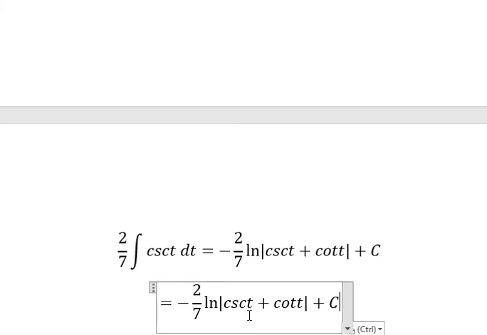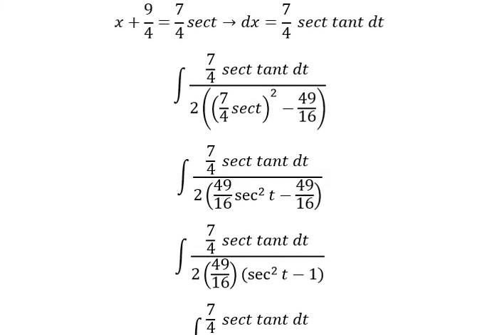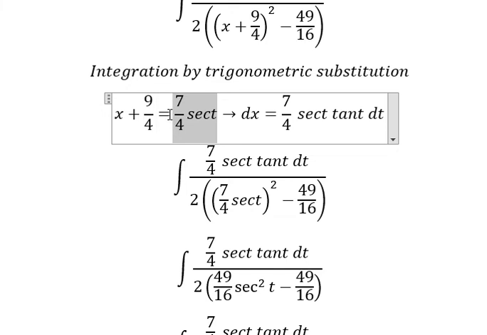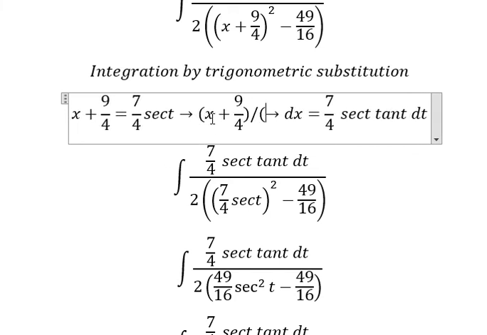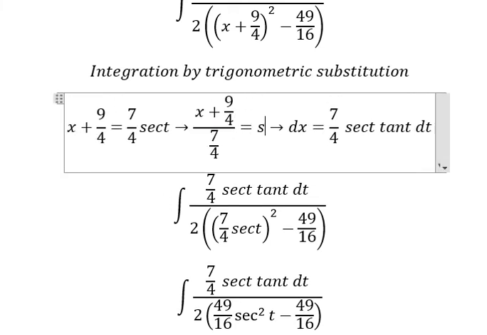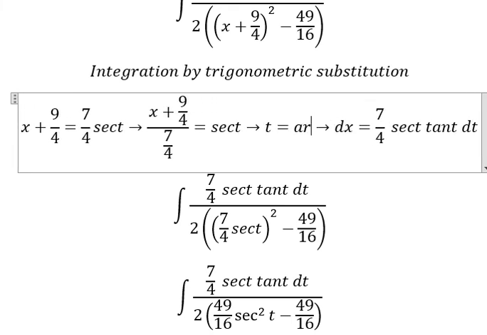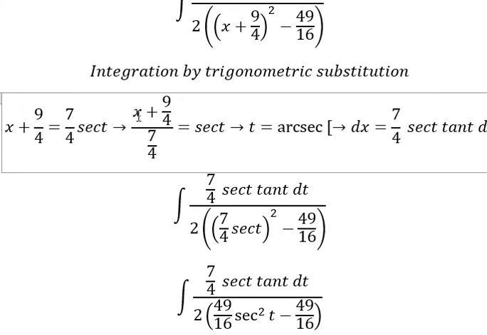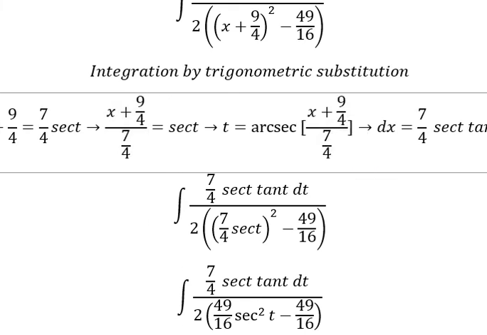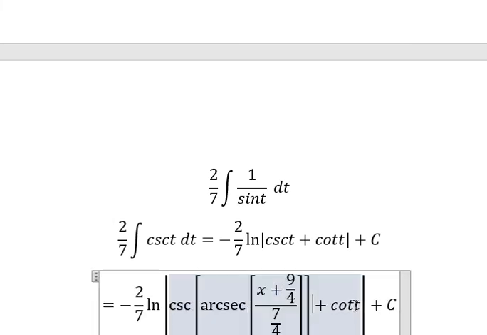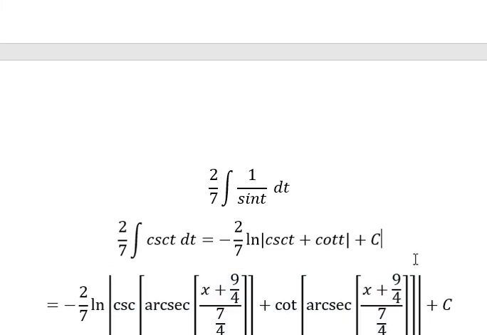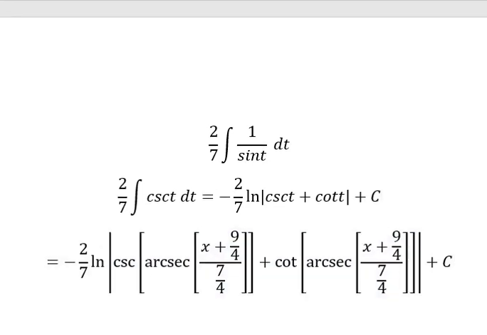About t in here, we need to return back to this one. So we divide both sides by 7 over 4, and we get t equal to arcsecant of this one. So we put this one to replace t. And this is the final answer.